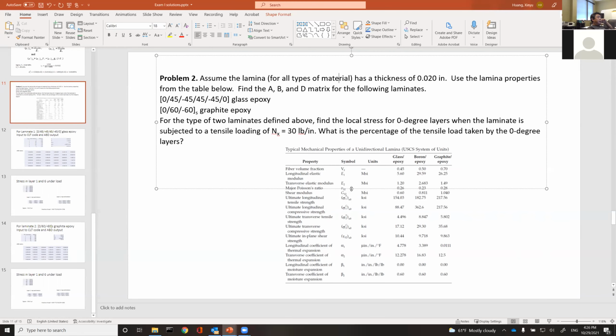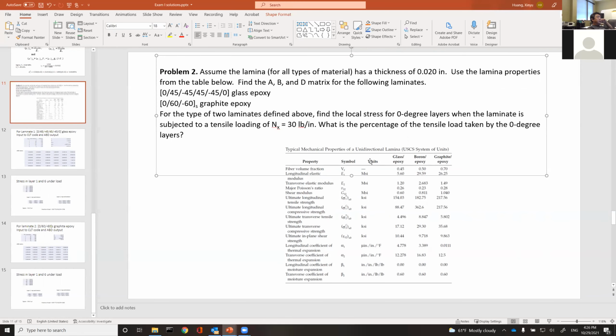I also ask you to calculate the stress in the 0-degree layers when the lamina is being pulled at this load, 30 pounds per inch.